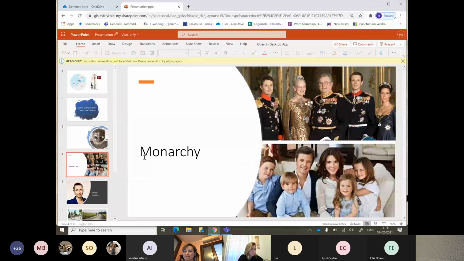And then we also have a monarchy. We have the queen and her late husband. He passed away, and her two sons. And Prince Frederick is the next one to take the throne.